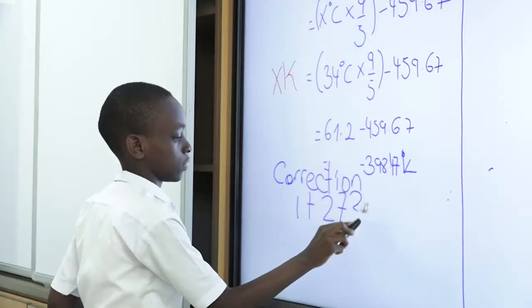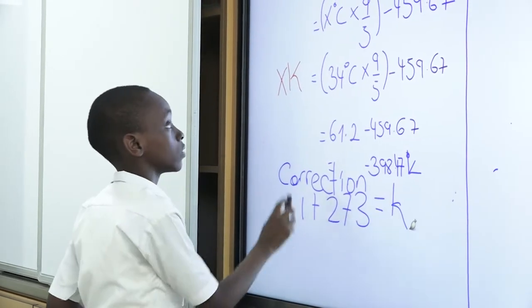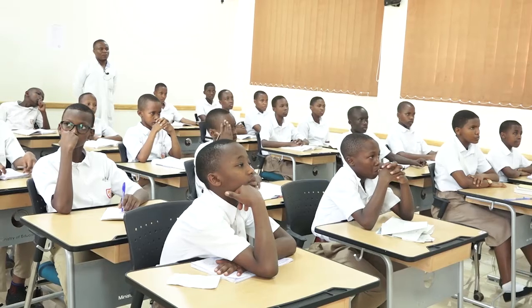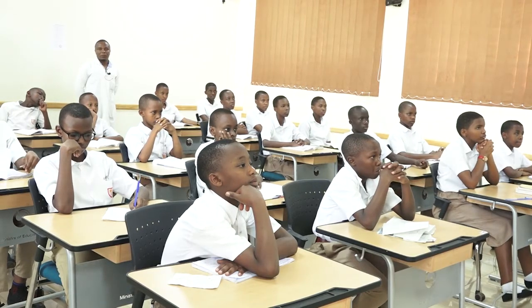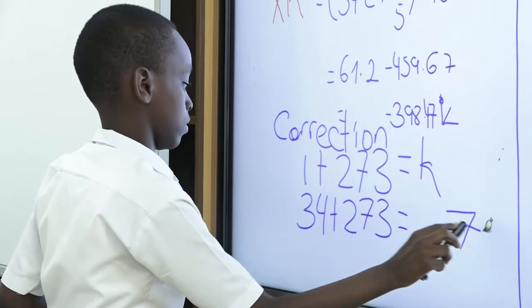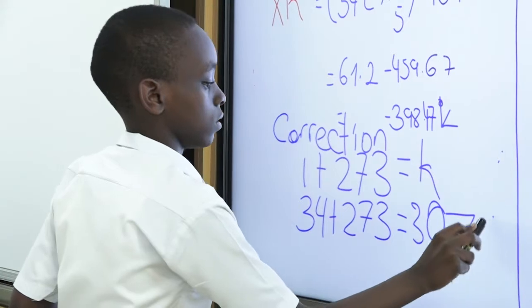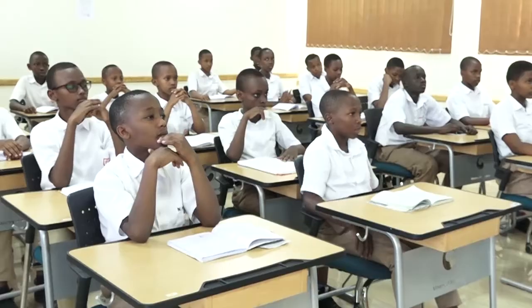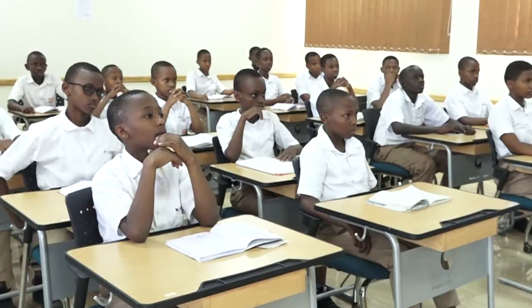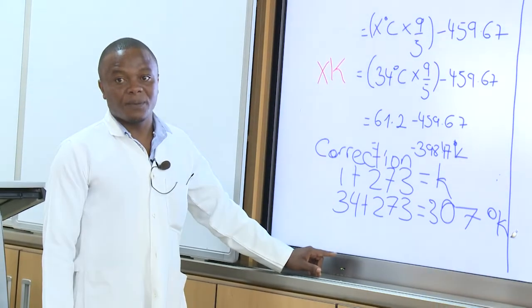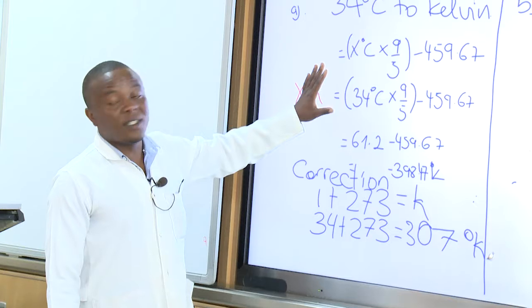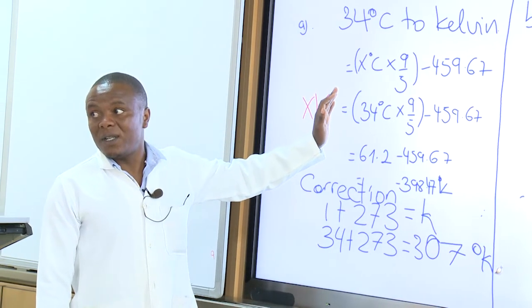Is question number A correct? No. Who can correct it? Dila? We add 273 so that we can get the Kelvin. So we are going to get 34 Celsius plus 273, and we shall get 307 degrees Kelvin. Do you agree with this answer? Yes, this is correct. Please, this one here, she made a mistake. You can correct it.